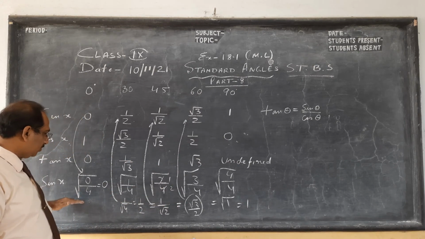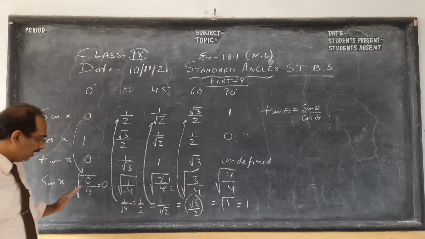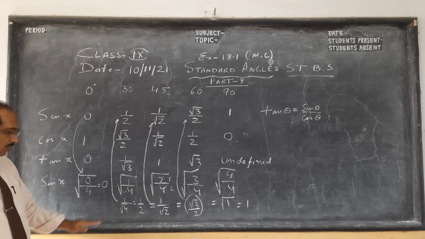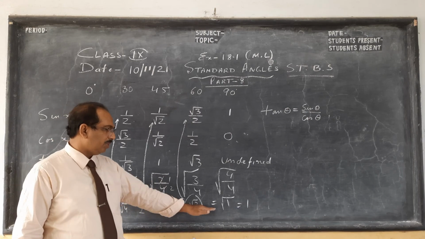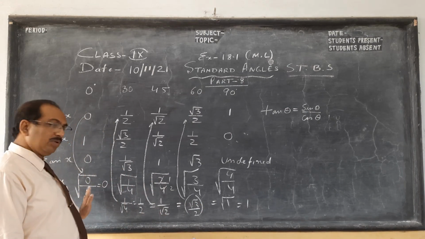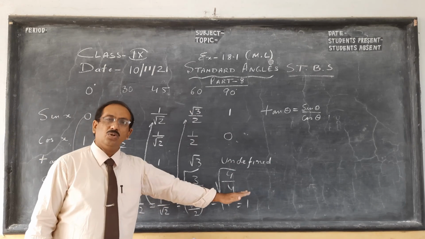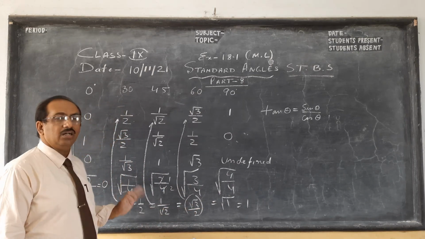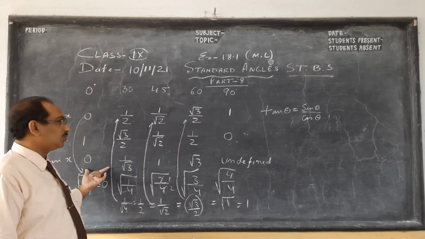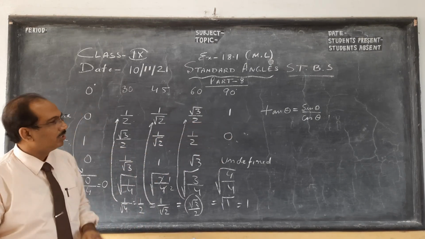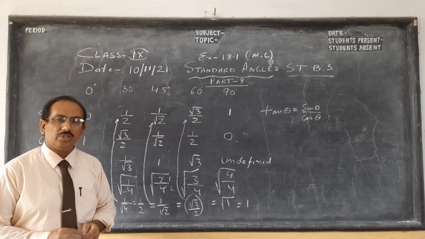So one way I told you, just to recapitulate: write 0, 1, 2, 3, 4, divide all by 4 and take the positive square root. This gives you 0, half, 1 by root 2, root 3 by 2 and 1. The same way you can remember cos, children. You write 4, 3, 2, 1, 0, divide by 4 and take the square root. So you get exactly the sine values in reverse order, and tan, as I told you, we remember by sine by cos. This is the easiest method. Any method you use, you should be able to reproduce the value when it is required.